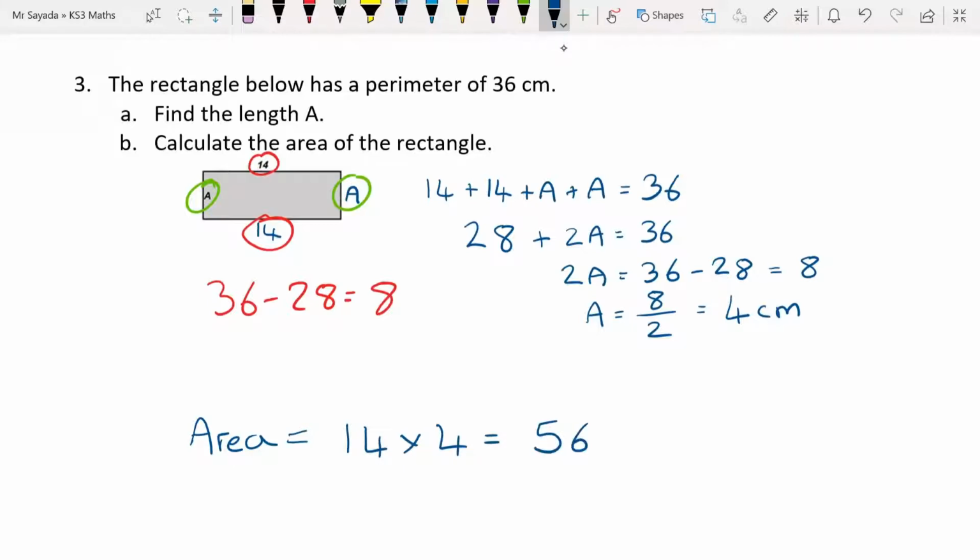What are the units that I should write after 56? Say your answer to the video now. You should have said centimeters squared. So that's the final answer. So I started with the perimeter, worked out the missing length, and then found the area. I'm going to underline my answers so it's clear what my answers are. Please mark your answer and press play once you're ready.